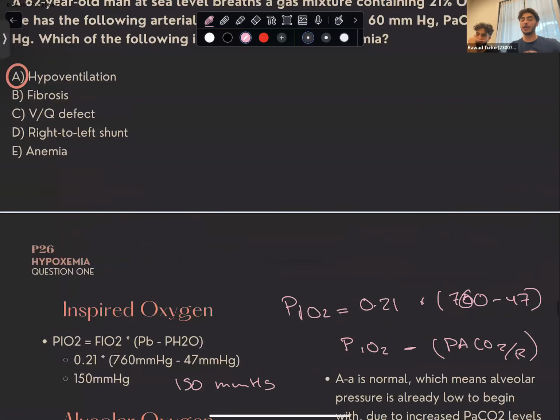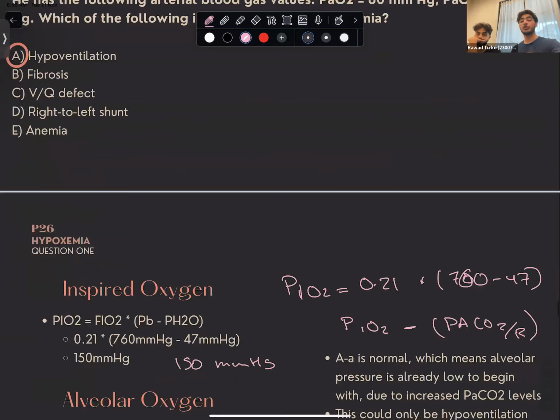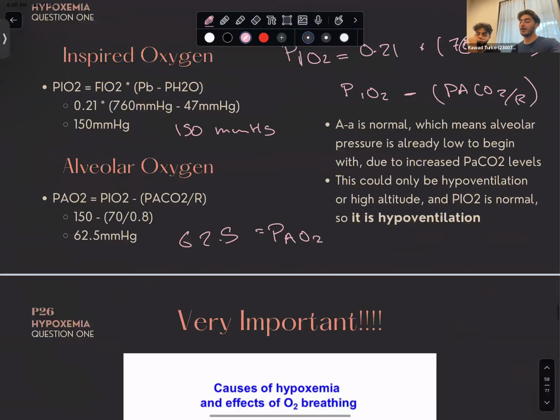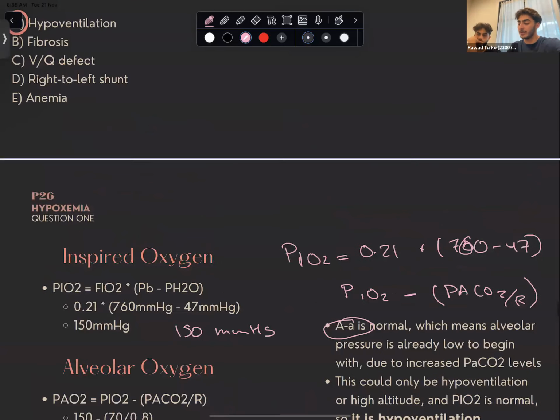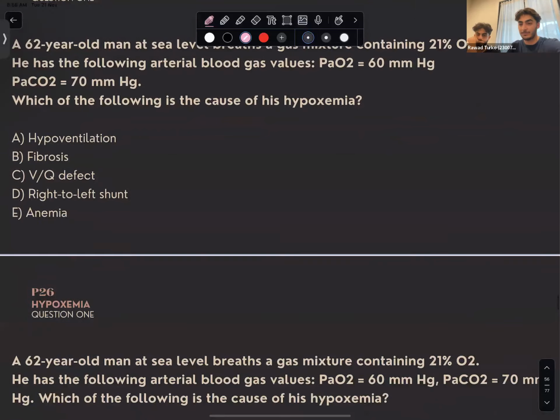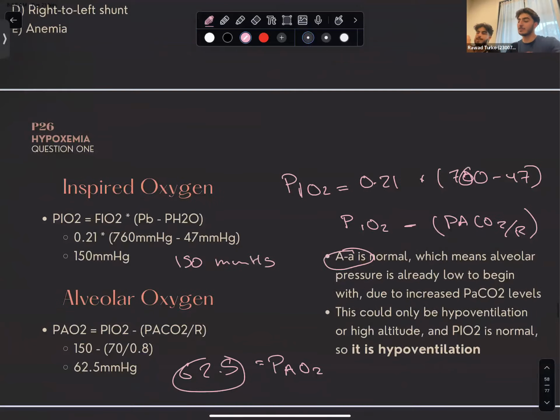Okay. Now, some of you said right to left shunt. Right to left shunt would be true if the alveolar oxygen was normal, 100 millimeters of mercury, because then you would have something wrong with the actual perfusion, and that would be decreasing your arterial PO2. But the main thing here is that there's no gradient, right? There's no gradient. Because this 62.5 is very close to the 60 that we find here, you consider it to be normal perfusion. That means the gradient is normal.